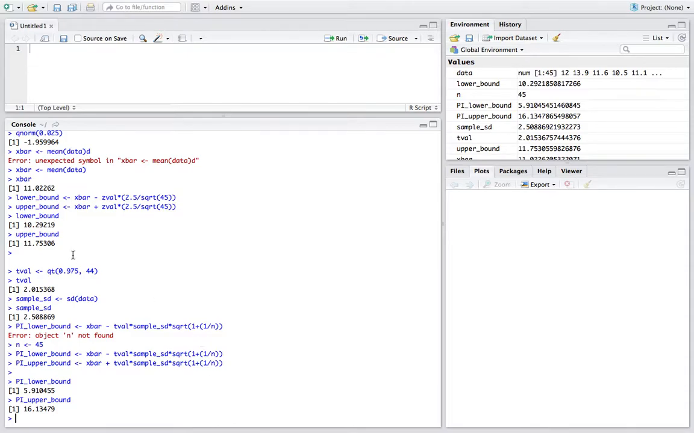You'll note that our 95% confidence interval on the true mean of the data was from 10.29 to 11.75, which is very well centered on the mean. It's fairly narrow, which is a good indicator that our data is pretty unbiased. If we look at our prediction interval for the next observation, we see that it's from 5.91 to 16.13, which is much wider, as a prediction interval should be.